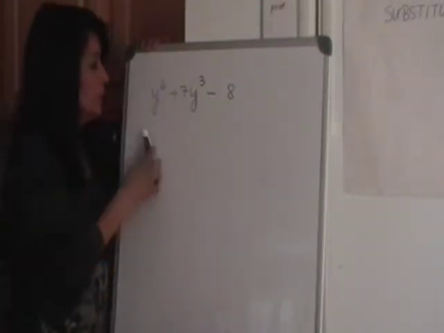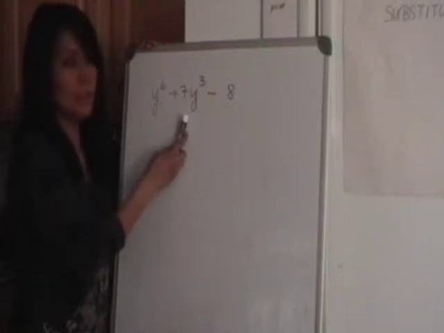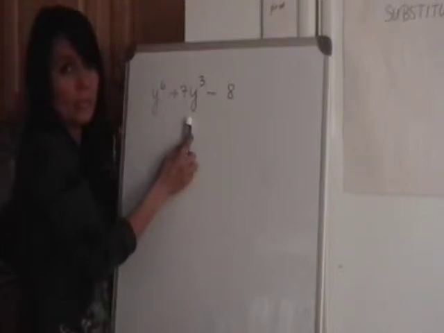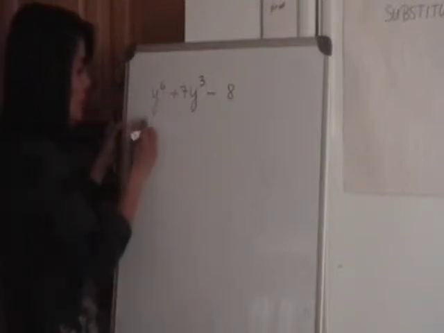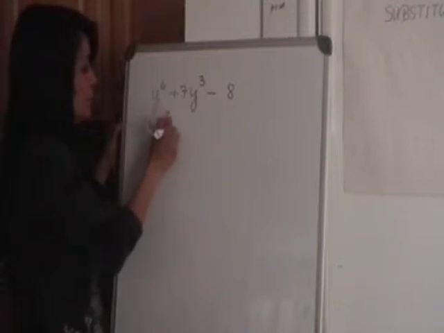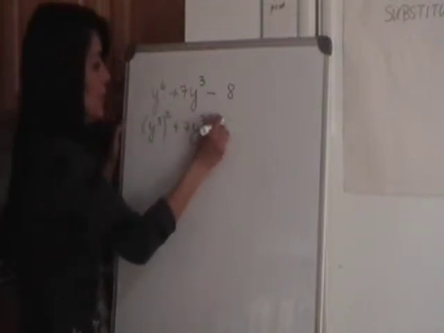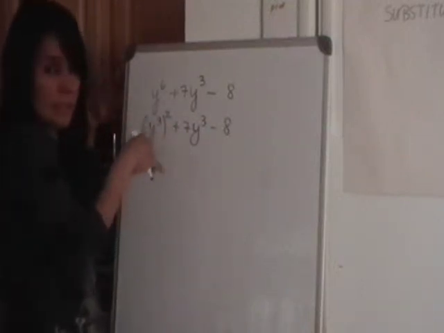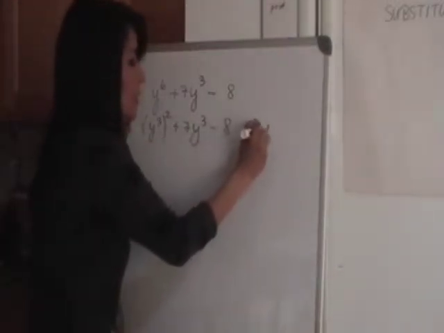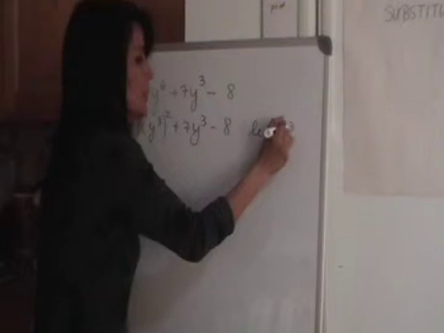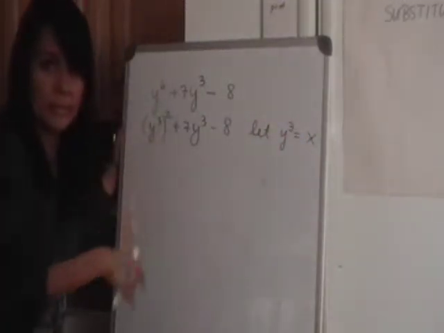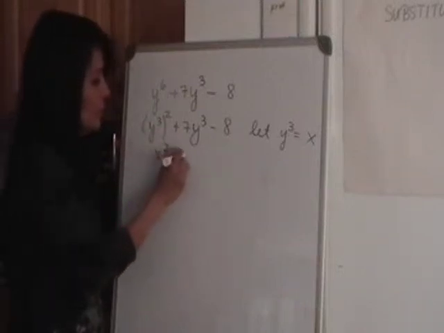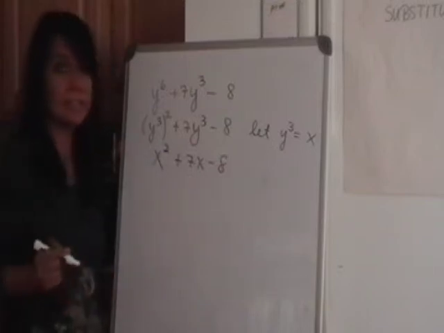Let's look at another example. If we have y to the 6 plus 7y cubed minus 8, again you notice the relationship: y to the 6 is really the square of y cubed, right? So let's show you that. This is really y cubed squared plus 7y cubed minus 8, okay? So in order to reduce this to something that we can easily recognize, maybe we can for now call y cubed something else. Let's say we call y cubed x. Use a different variable so it's not confusing, okay? So then the new problem becomes x squared plus 7x minus 8, okay?